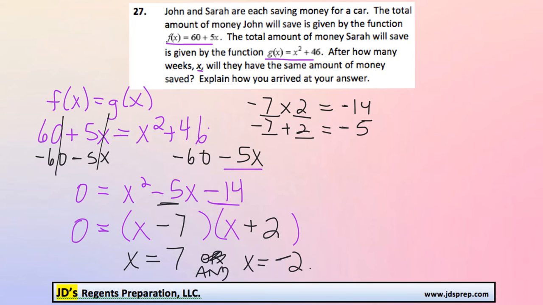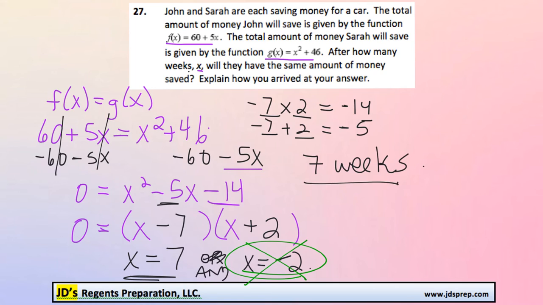Now, in the context of this situation, though, remember x represents the amount of weeks. And obviously we can't have a negative number of weeks, so we're going to ignore that one. So 7 weeks would be our final answer. So it takes 7 weeks for the amount of money that they've saved to be equal. For the explanation, you could just say something along the lines of that.